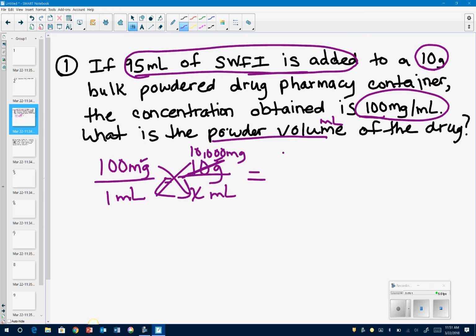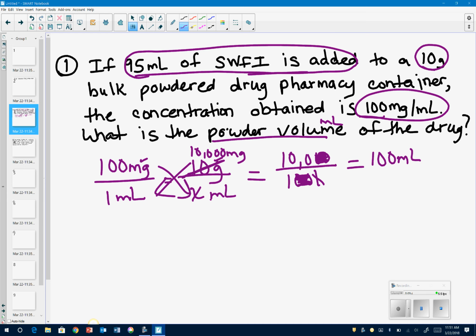10,000 times 1 goes on top. 100 times X, X always goes on the bottom. We have 2 zeros here. If you want to shorthand this, we don't have to put it in the calculator. So 100 divided by 1 would be 100 milliliters. So our final volume is 100 milliliters.